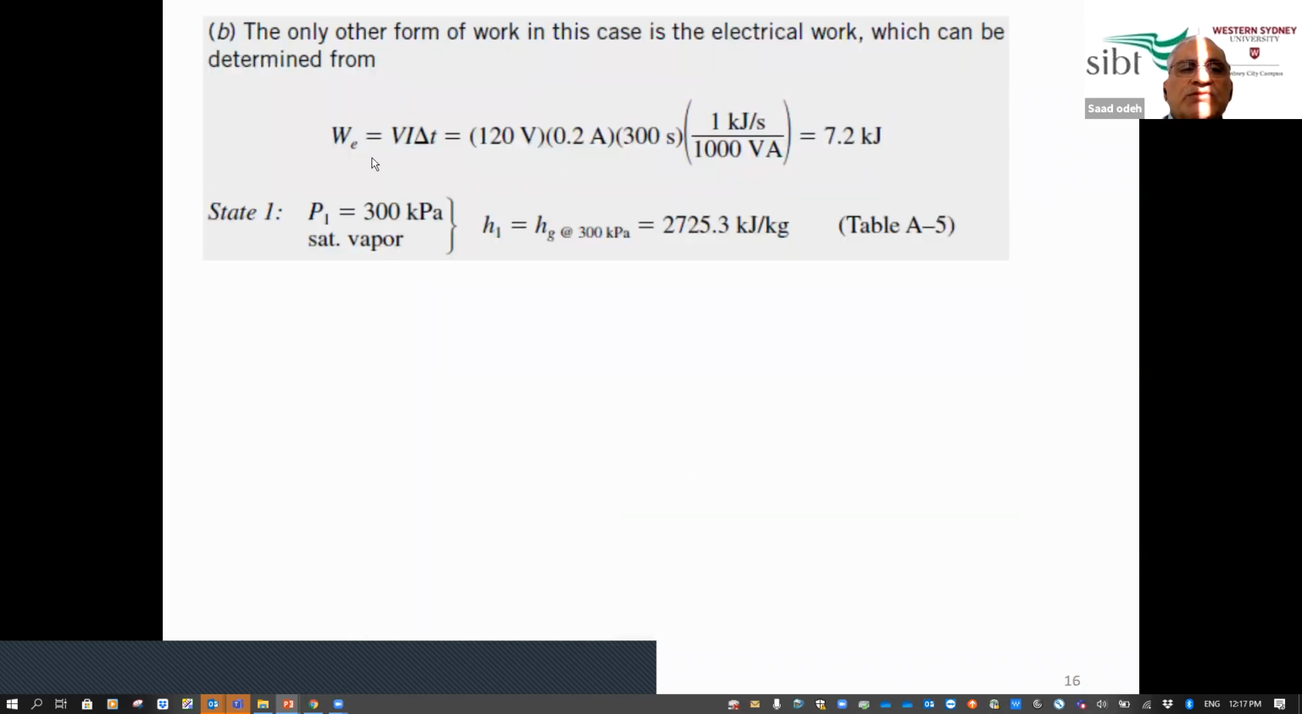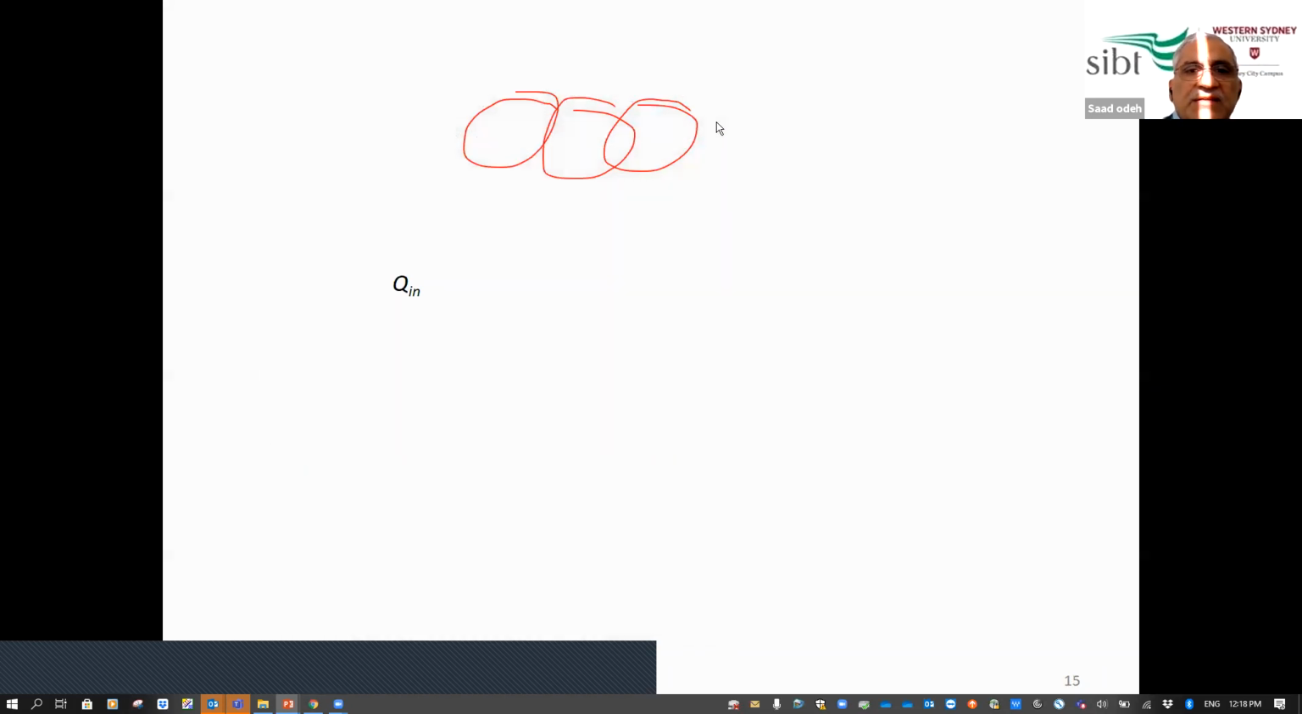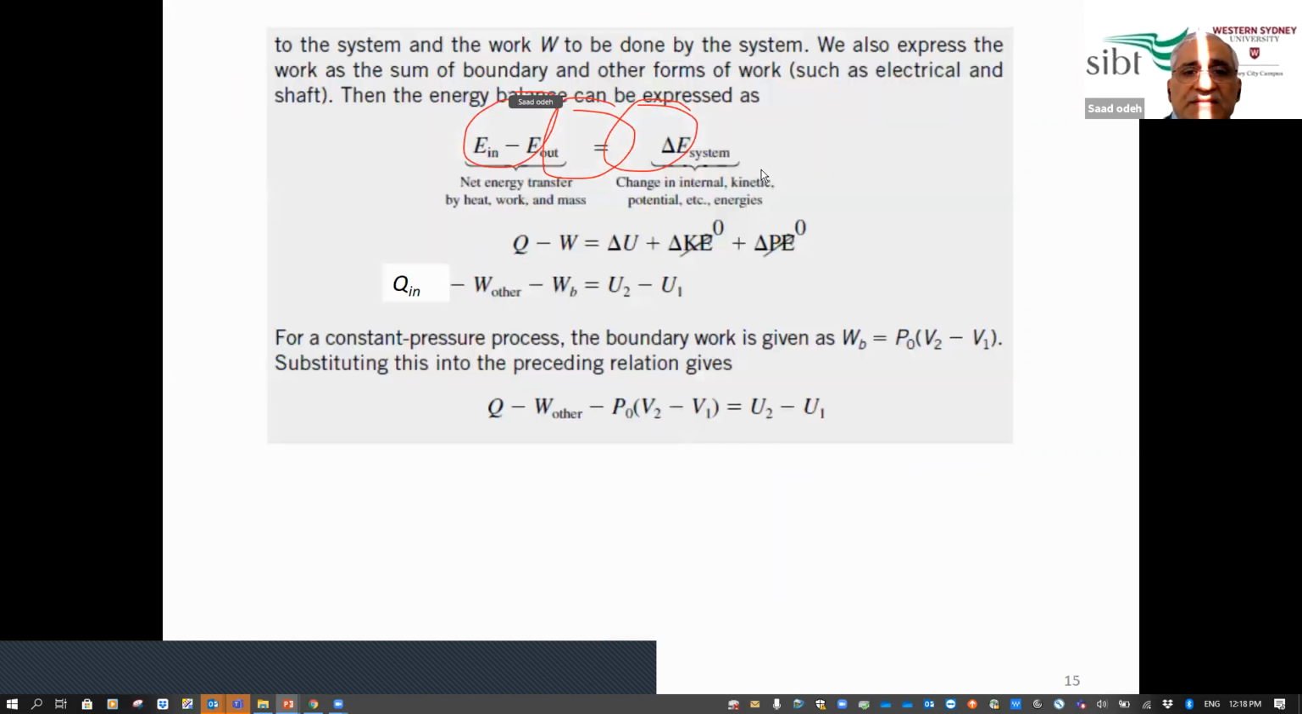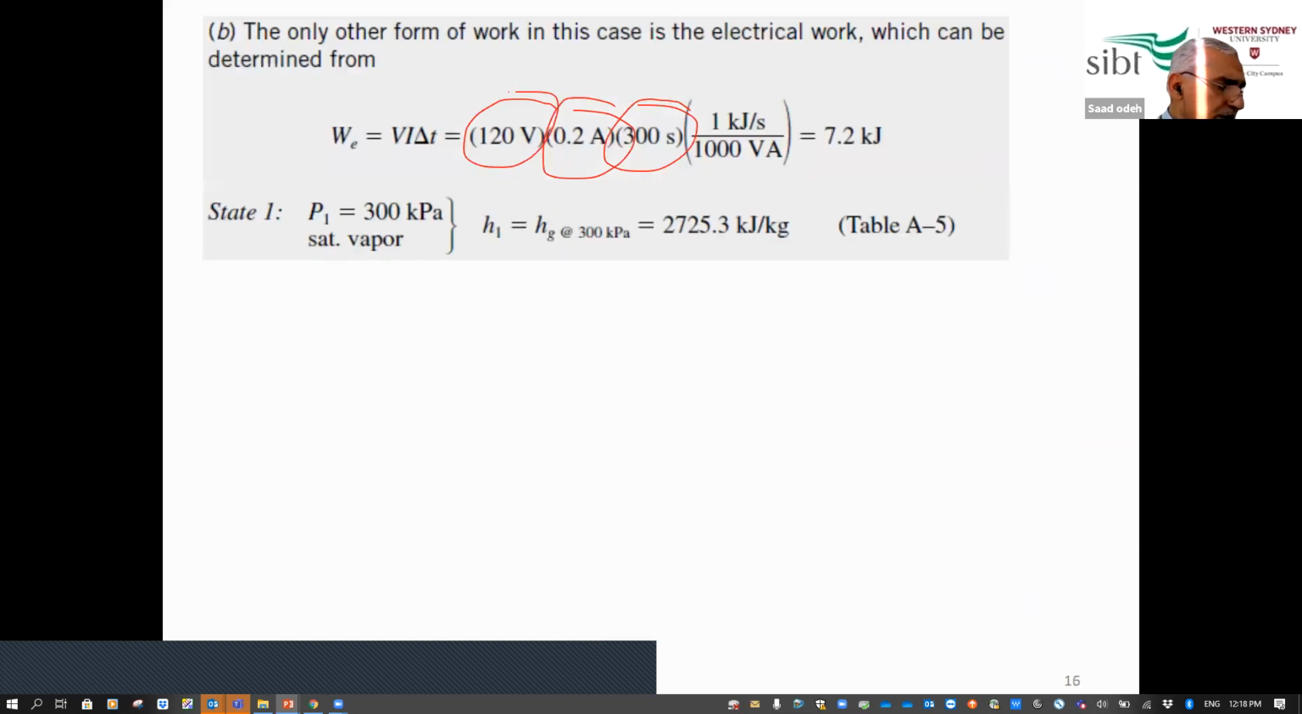So now W, which represents the power of the electric heater, as we said, is based on Ohm's law. We can multiply the voltage by the current, multiplied by the number of seconds, because this is where they said the heater is open for 5 minutes. So we are multiplying this by 300 seconds. We change 5 minutes to seconds by multiplying by 60, so we get 300 seconds.